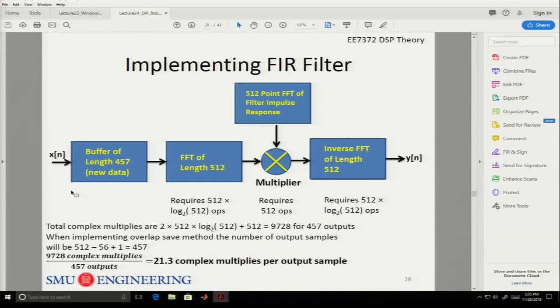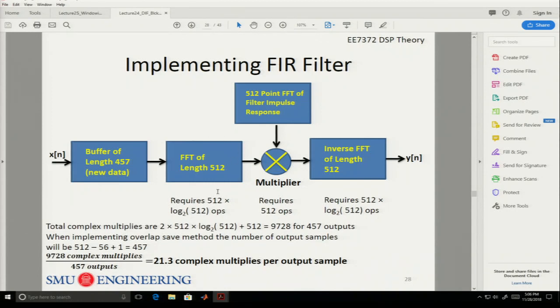So to do that, how does it work? Well, first of all, we have to get a buffer of data, so we have to get a section of data in, the 457 new samples, right? Because we have the overlapping samples, which are from the previous section. So we have those together in a buffer, so we get a length of 512.